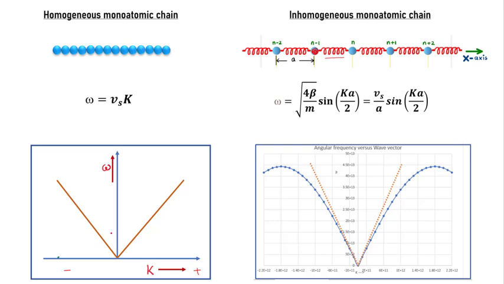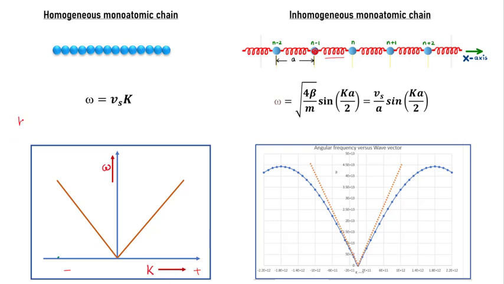Physically, the linear plot, if omega versus k is a straight line, resembles the fact that the speed of the wave, which is omega by k in case of phase velocity and d omega by dk in case of group velocity, will be the same, whether it is a single wave or a wave packet. Because it is a straight line, the slope of this straight line is the same as the omega by k value at any point on this line. So the speed of the wave in a homogeneous monoatomic chain will remain constant irrespective of the wave number or the wavelength of the wave.